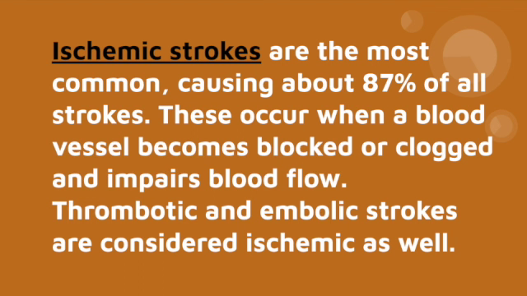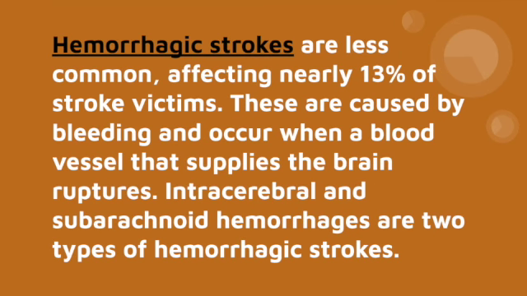Thrombotic and embolic strokes are considered ischemic as well. Thrombotic strokes are caused by a blood clot that develops in the blood vessels inside the brain, while embolic strokes are caused by a blood clot or plaque debris that develops elsewhere in the body and then travels to one of the blood vessels in the brain through the bloodstream.